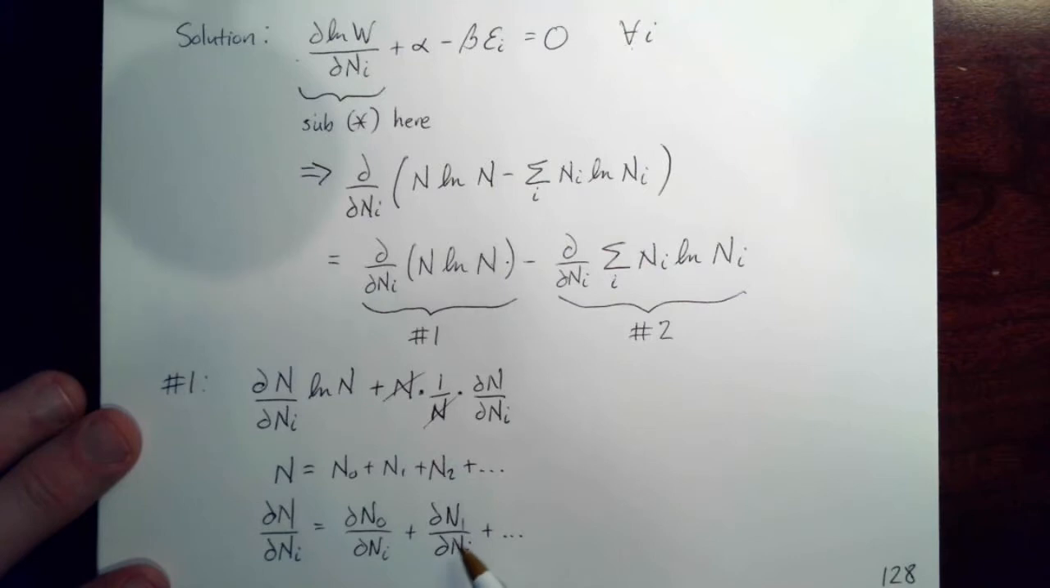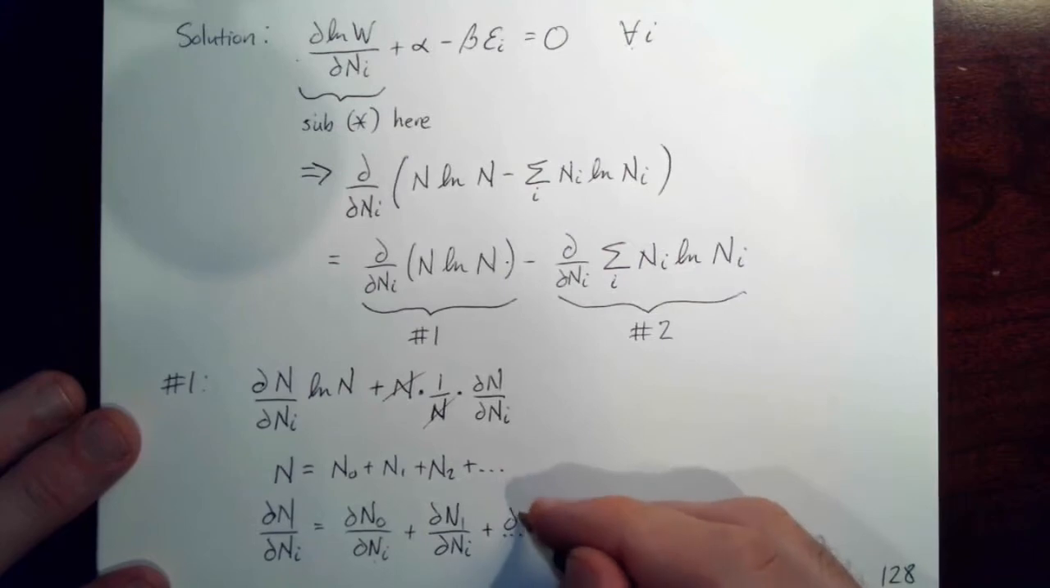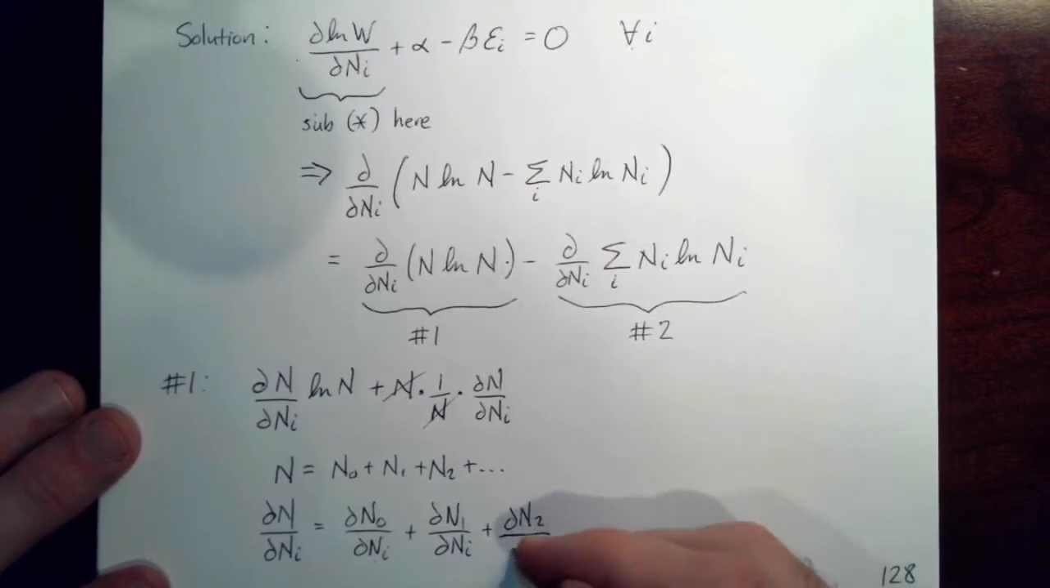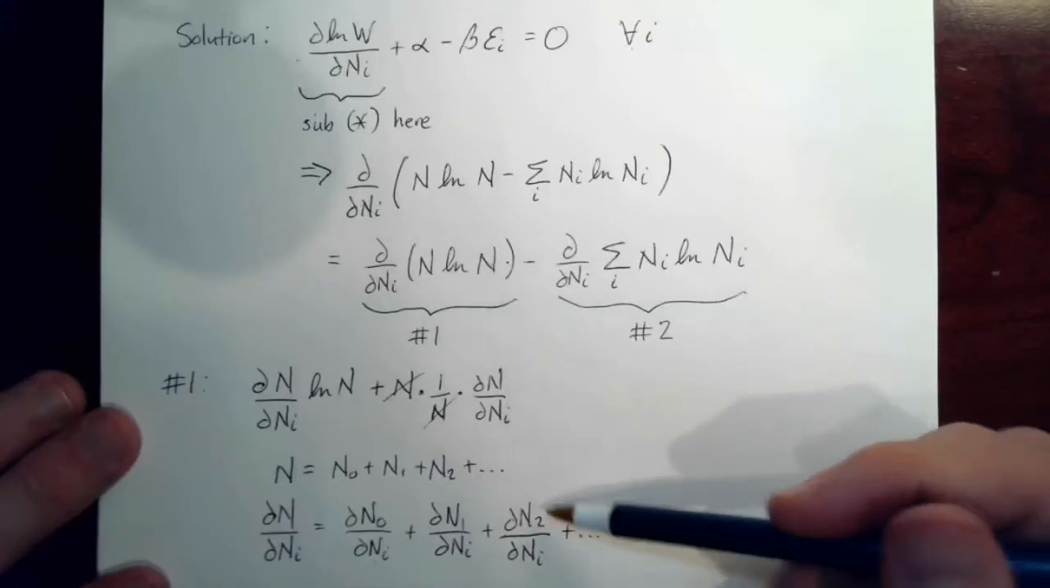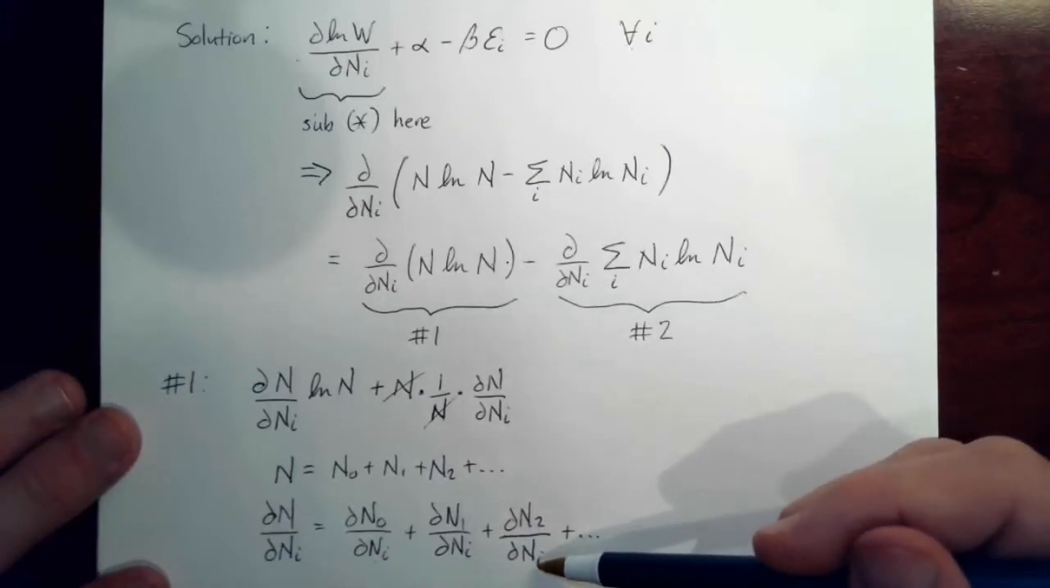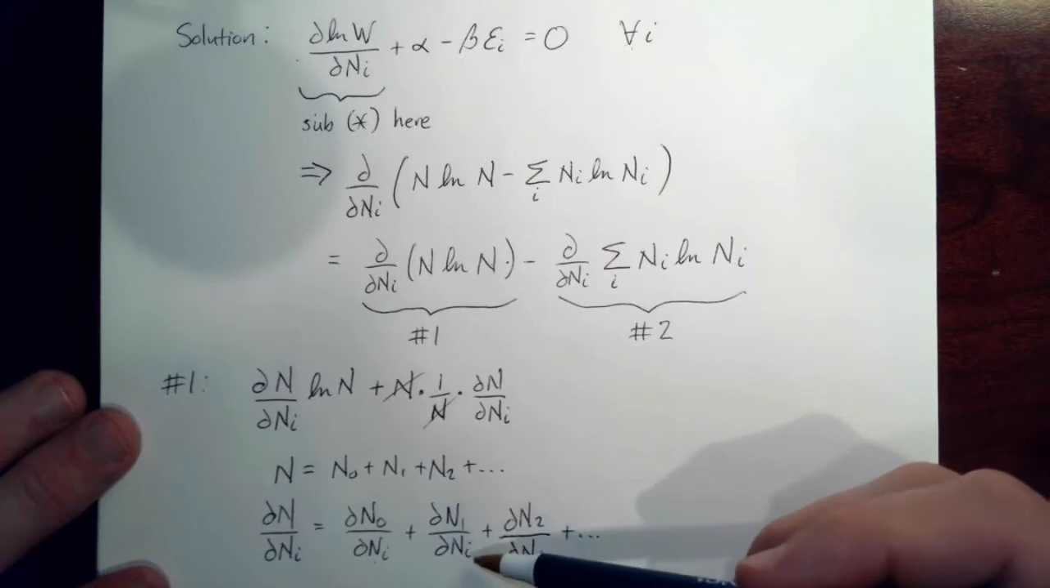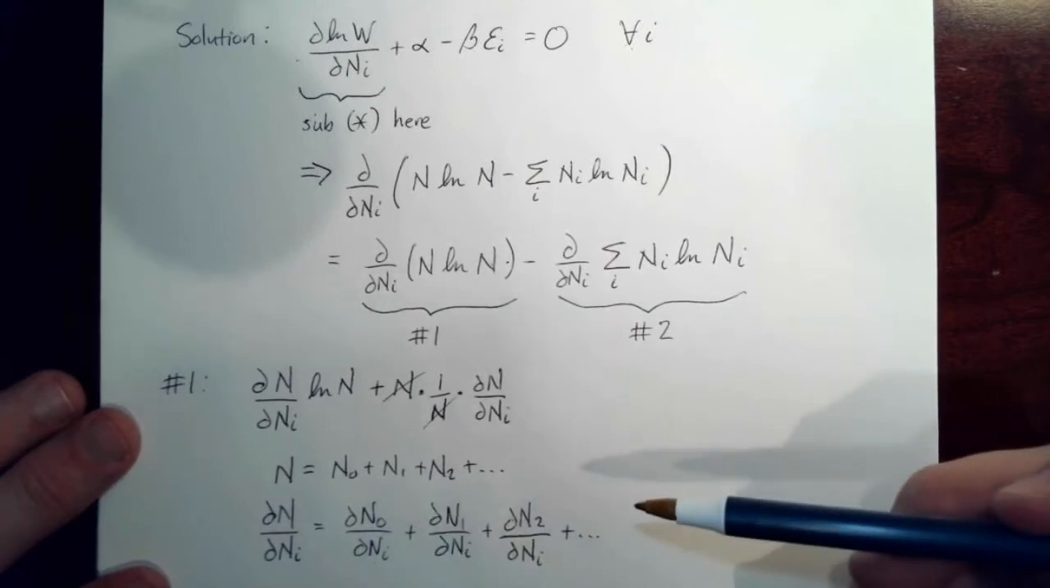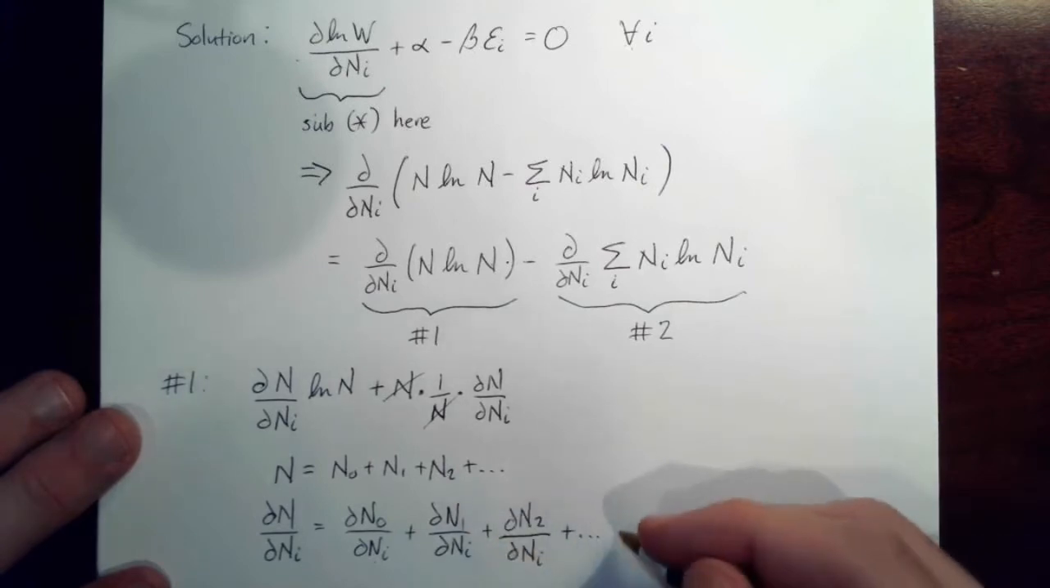And in that case, let's say it was i equals 1. Let's say i over here equals 1. Then dn0/dn1 is 0. I'll do another term just for purposes of the example. The derivative of n2 with respect to n1 is 0. The derivative of n1 with respect to n1, that's 1. So all the terms are going to be 0 except for one of them, and that term will be 1.